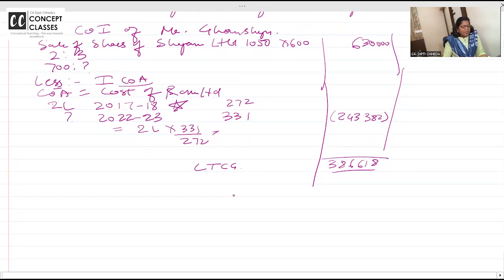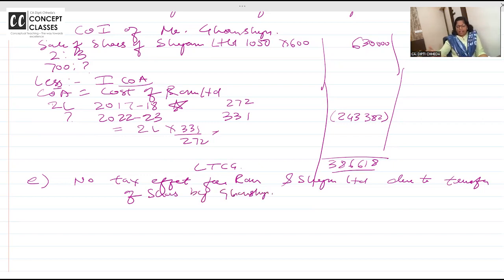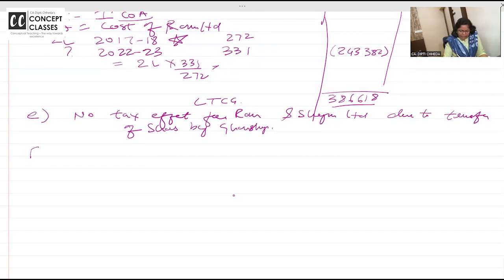Now E-bit. Will sale of shares by Ghanshyam affect tax benefit availed by Ram and Shyam? No. No tax effect for Ram and Shyam Limited due to transfer of shares by Ghanshyam. घनश्याम ने शेयर ट्रांसफर किए, उसमें कंपनी को कोई इंपैक्ट नहीं होगा.